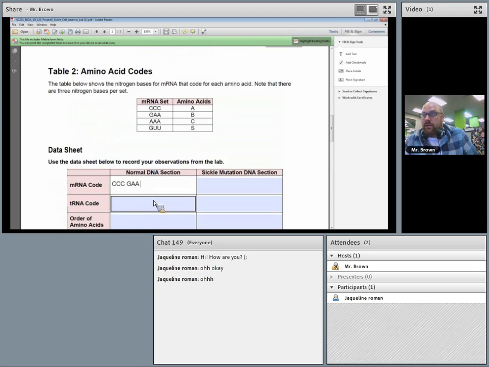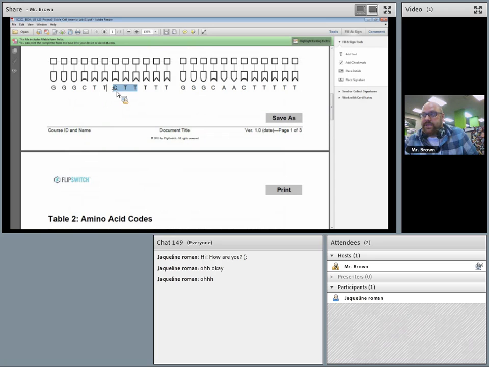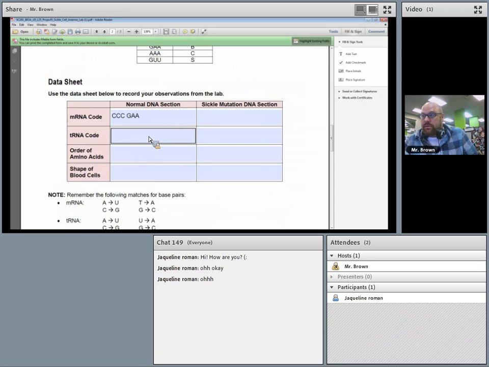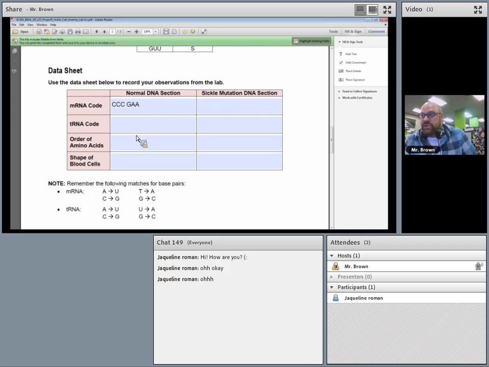And then CTT: C becomes G, T becomes A, so TT becomes AA.